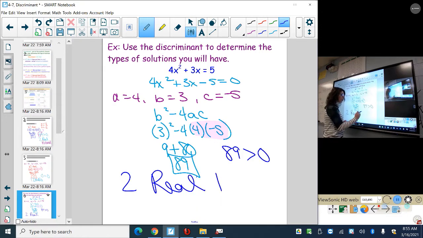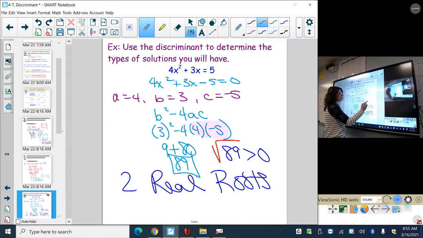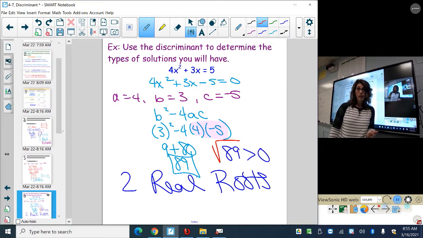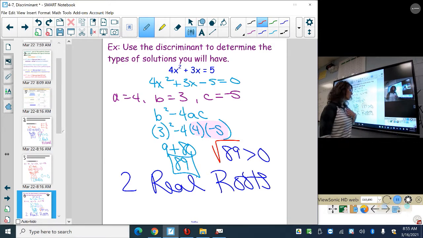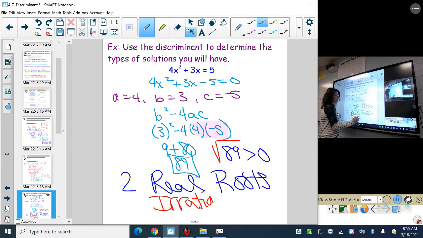Now I want to determine if those real roots are rational or irrational. The way we do that is by taking the square root. Is 89 a perfect square? The answer to that is no, it is not. So therefore, I'm going to have two irrational roots, meaning the square root will remain in your answer. Okay?